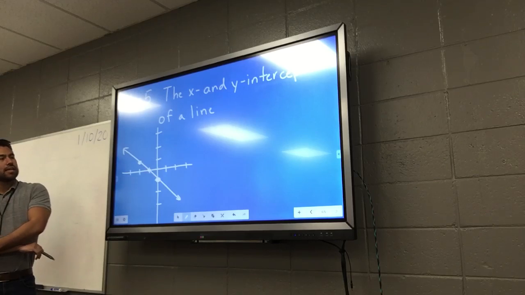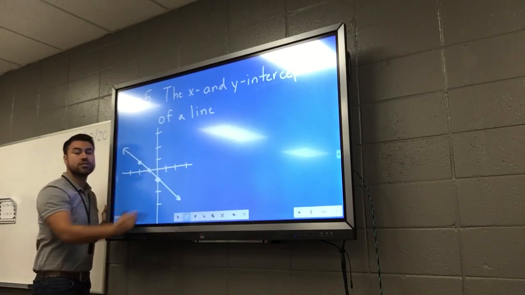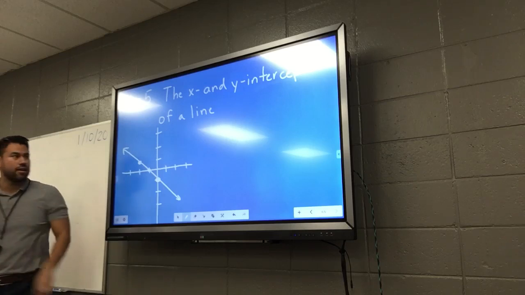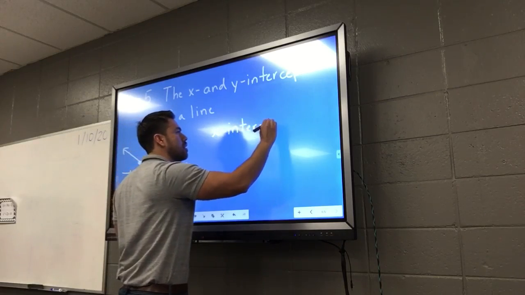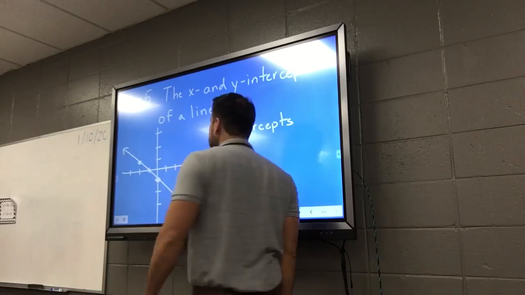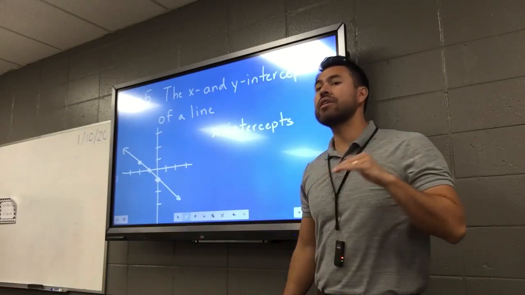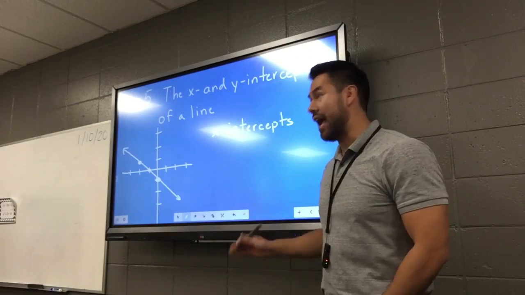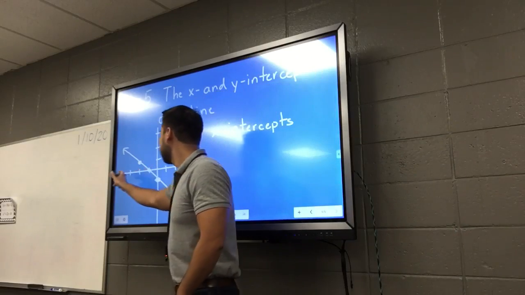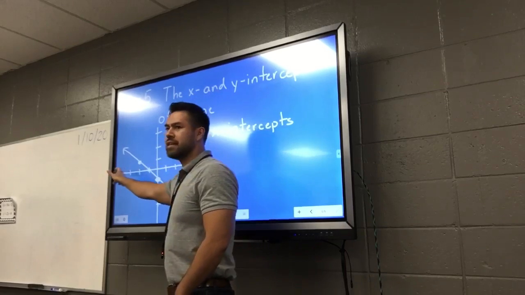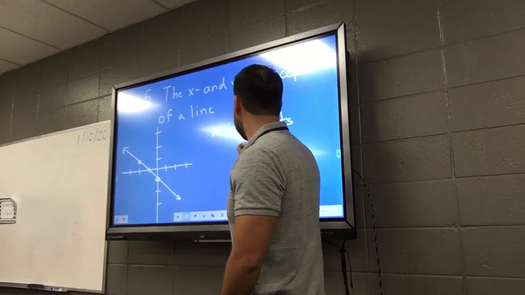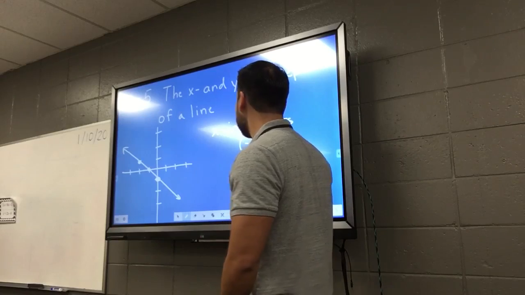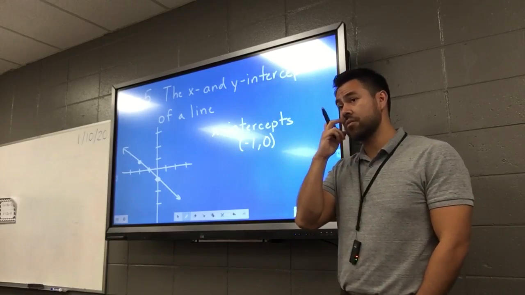Okay, there are 2 intercepts on this line here. So this line right here intercepts at 2 places. It intercepts the x-axis. Where does it intercept the x-axis? Where does it hit the x-axis? So look here. Where does it hit the x-axis? Can you give me the point? Yes, Marshall? -1, 0. Doesn't it hit the x-axis at -1, 0?